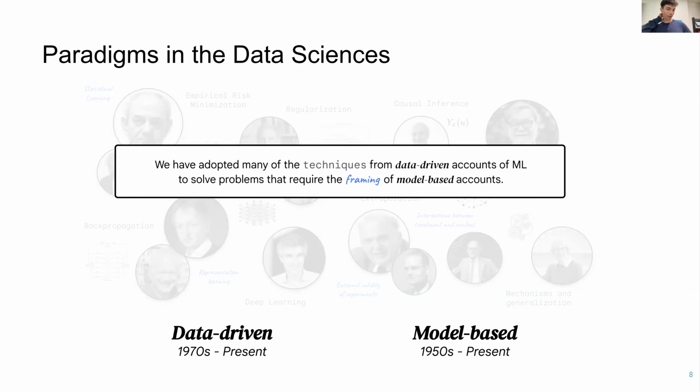Right. So in my take, where we are today is really that we've adopted many of the techniques from, let's say, data-driven accounts of machine learning to solve problems that would require a framing of model-based accounts, right? We're going into transfer learning problems where you need to think about assumptions, the underlying mechanisms underlying the application, and not just the data. That's my personal framing, and don't read too much into this categorization. It's just one way of describing things.